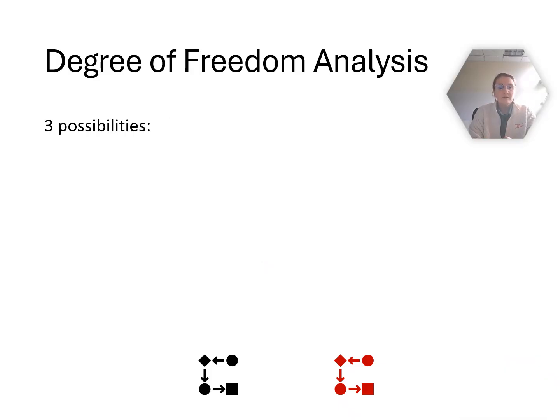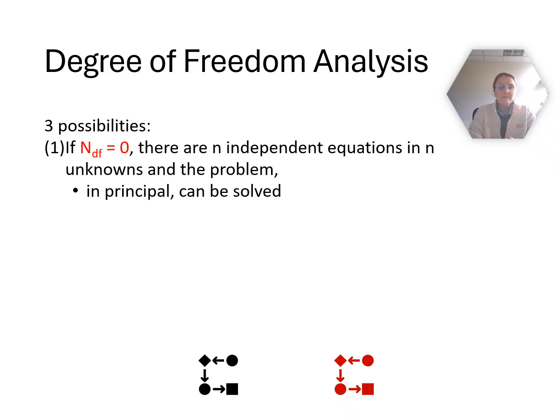When we do our degree of freedom analysis, there are three possible outcomes. If the number of degrees of freedom is equal to 0, that means there are the same number of independent equations as unknowns. So you have 2 equations, 2 unknowns, and in principle, the problem can be solved. This is why we use that concept of number of equations must equal number of unknowns. That's degree of freedom analysis. It's just been taught in a different way if you've seen that before.